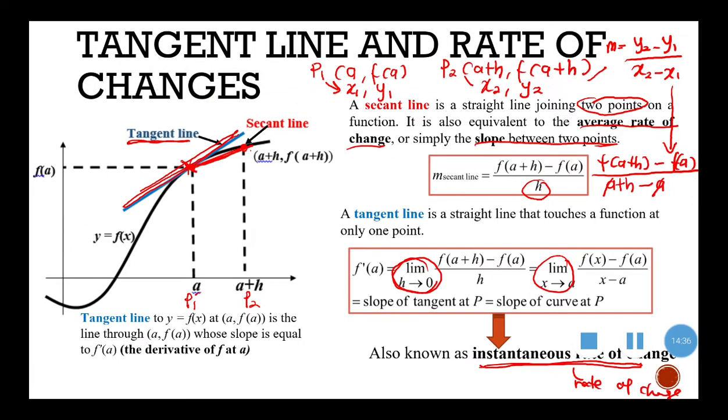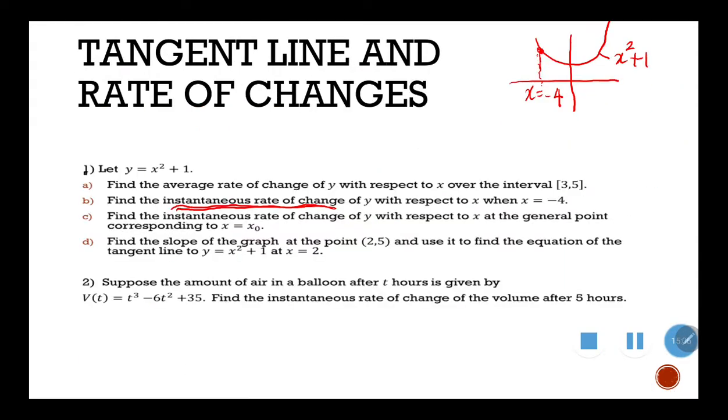Now we must use either this equation or this one. So which one should we use? Since we know the value of x is -4, we should use this instead of this one, because this one is as h approaches 0. So we're going to use this equation. Let's go back to here and try it.